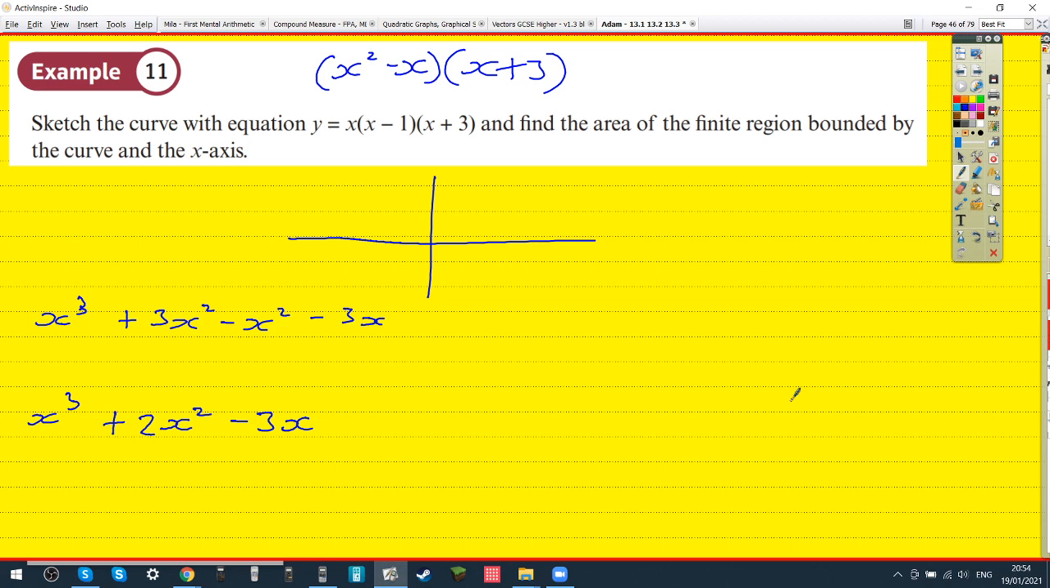Hold your horses. Where does it cut the x-axis? So we need to sketch it first. We need to solve it as a cubic. Cubic, yeah. I got x is 1. Yeah. And x is minus 3. Should be one more. Cubic. And x is 0. There you go.